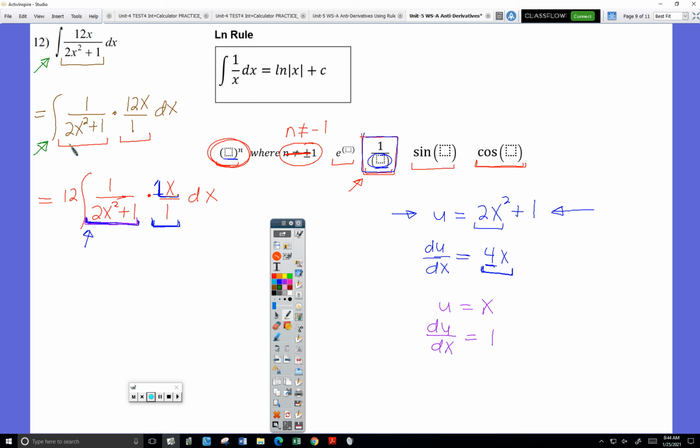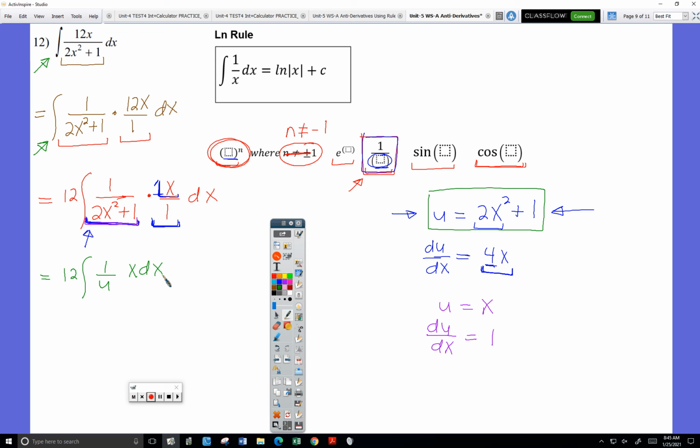Okay, next step. We make the substitution right here. We are going to replace 2x squared plus 1 with the letter u. So you come over here. There's 12. Antiderivative, 1 over u. And then we still have an x dx.